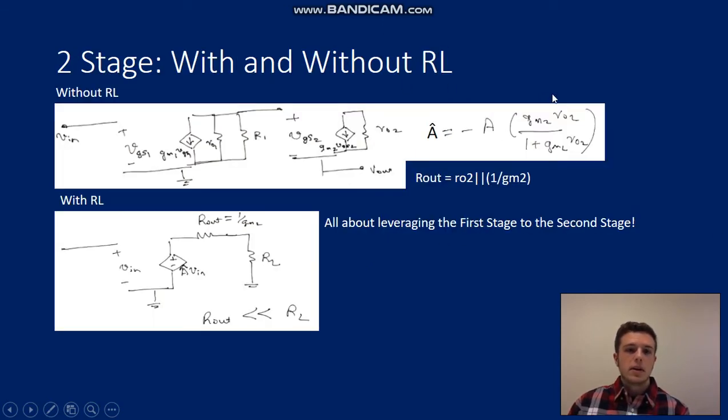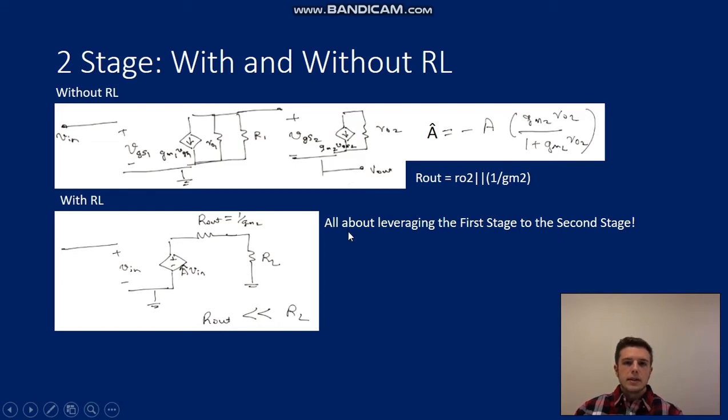And now the two-stage without RL first gets us a new gain value, which is a decrease in gain from our R out, which is R naught 2 in parallel with 1 over GM2. And this GM2 is an extremely small value now, and that becomes our R out in this case, because path of least resistance again. And this R out is much smaller than RL. Therefore, it's what we wanted. The current will drop and the voltage will drop across RL, therefore making a decent speaker out of this.